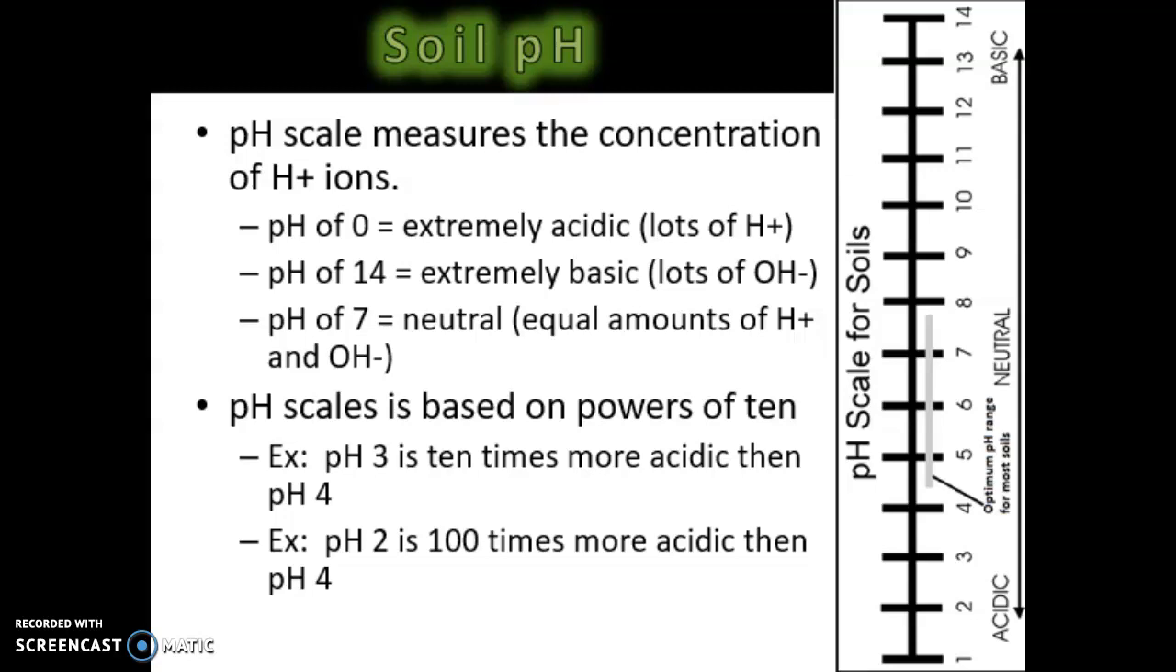Hey everyone, today's lesson is on soil pH. But before we start talking about soil pH, let's talk a little bit about the pH scale, which you may or may not remember from chemistry or biology classes. The pH scale goes from 0 to 14. Of course, you've got 7 in the middle.